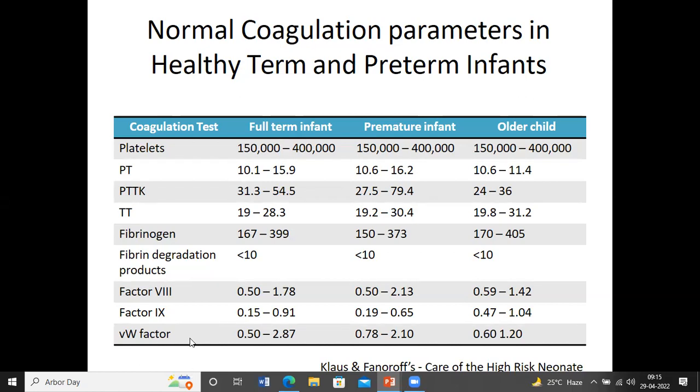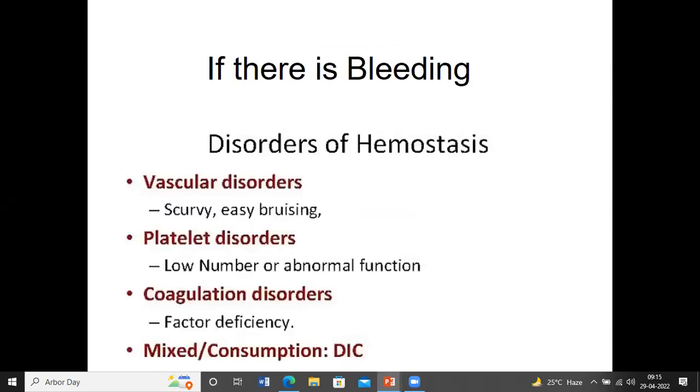If you look at von Willebrand's factor again, you can see that the child's level is lower than that of a newborn. Therefore, this has to be looked at before we label it as normal or abnormal. I think this was also missed, so I'll repeat it. If there is bleeding, there are going to be problems in hemostasis, which can include vascular disorders, platelet, coagulation, and mixed consumption coagulopathy.